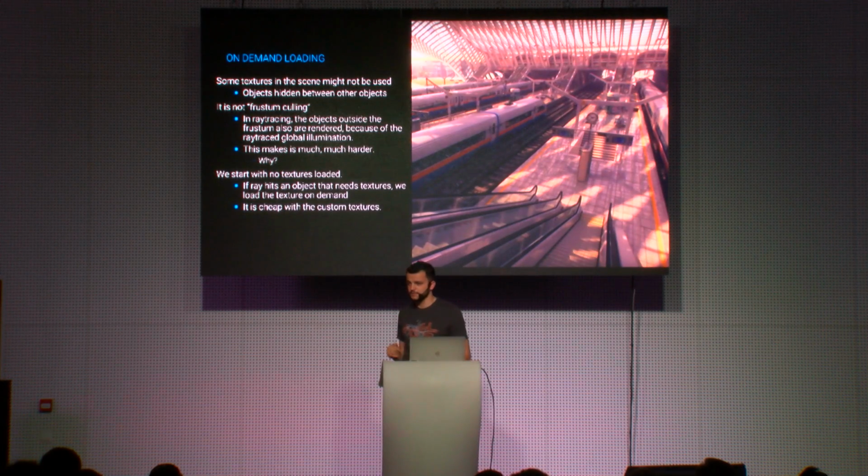But it's quite complicated to find what will be used, because this is not a simple first-hit culling. Because in ray-traced graphics, the rays can bounce behind the camera to get the GI or reflections or whatever. So there should be a way to find what textures are actually going to be needed. And this makes it much harder.